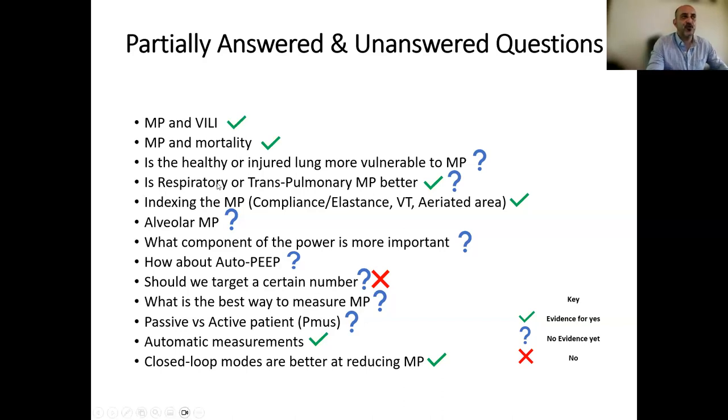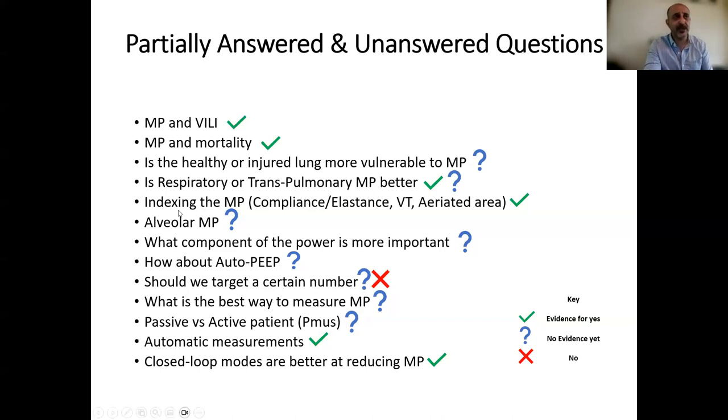Now, should we target the total calculated respiratory mechanical power, or is it better to target the transpulmonary mechanical power? I showed you a couple of studies showing that maybe transpulmonary mechanical power is better. The problem is we need an esophageal balloon. Unfortunately, in clinical practice, maybe less than 1% use an esophageal balloon. In my opinion, if you ask me, the use of an esophageal balloon and calculating the transpulmonary mechanical power is better. So basically, we're measuring the effect of the pressure and the volume on the lung, excluding the chest wall, which will be important.